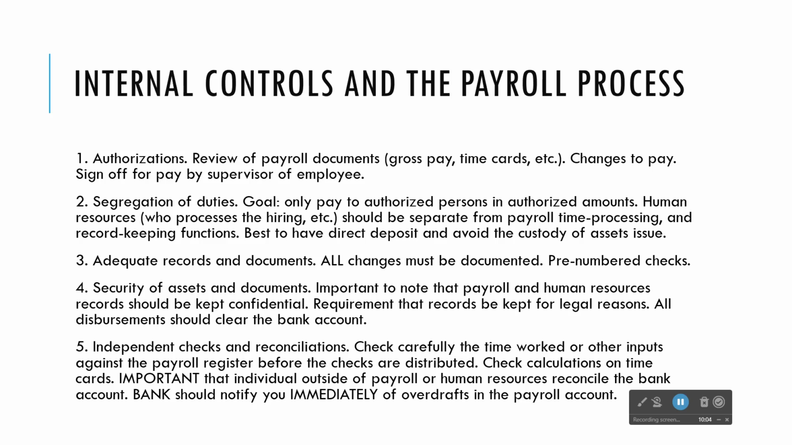So human resources, which processes the hiring of employees, shouldn't be the ones that have anything to do with paying the employees. Let me explain how this could be a problem. You work in human resources and you have a son or daughter who really needs money. So you process and put through an employee who happens to be your son or daughter, and then you process payroll and pay your son or daughter.